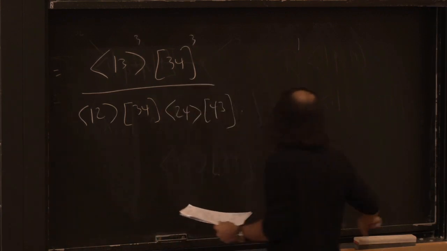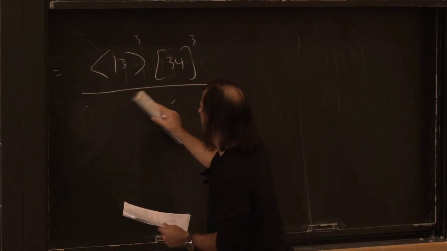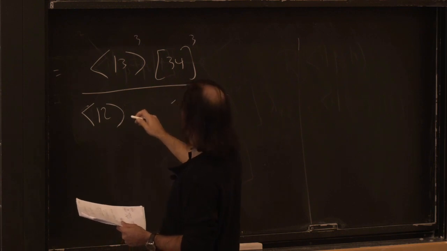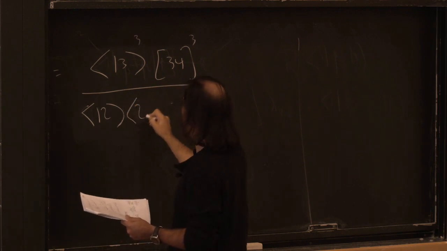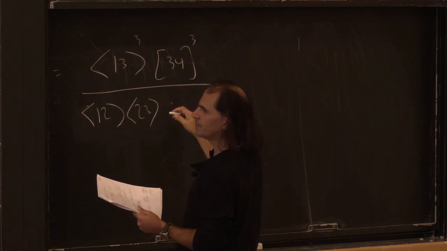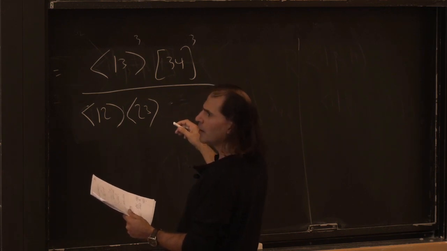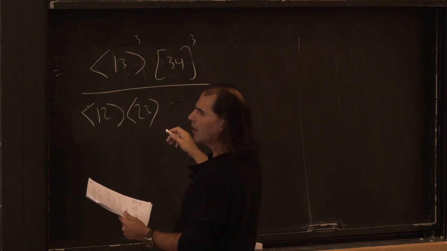No, sorry. Let me do it the other way. So I get 1, let me put I equals 2. So I have 1, 2, I equals 3 again, sorry. 2, 3. Oh, what am I doing? Perhaps the angle bracket should be 1, 2, not 1, 3.